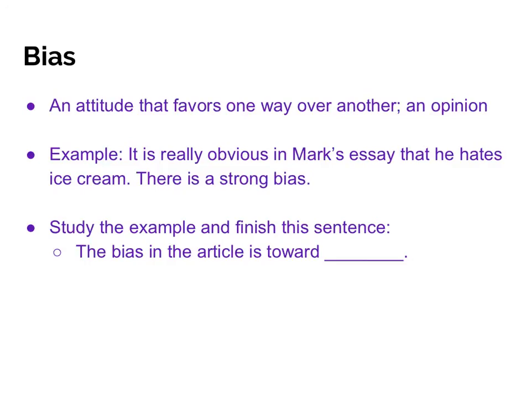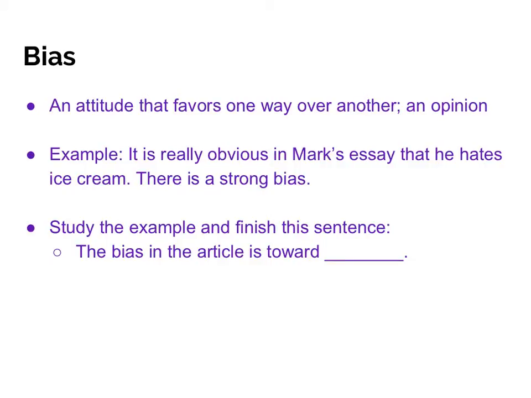Now, on the first page, find the word bias. A bias is an attitude that favors one way over another. In other words, it's an opinion. So a bias could show up in really any type of writing. It's any time that you're reading and you think to yourself, I think I know the author's opinion on this.